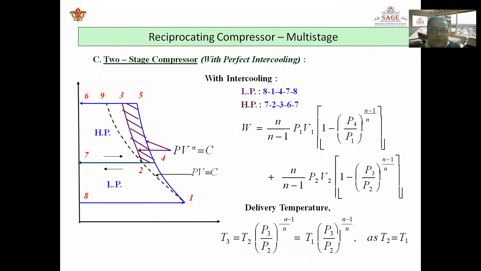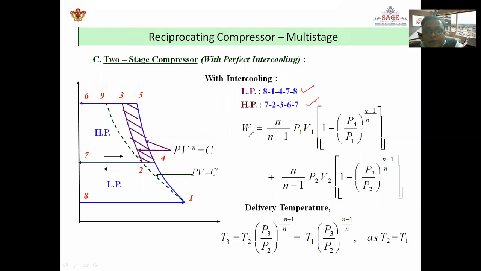The two-stage compressor with perfect intercooling. With intercooling, it will be depicted here, low pressure and high pressure. 8-1-4-7 is the low pressure compression, but intercooling is done in the process between the low pressure and the high pressure. 7-2-3-6, that is the compression and the work input required in the high pressure cylinder.